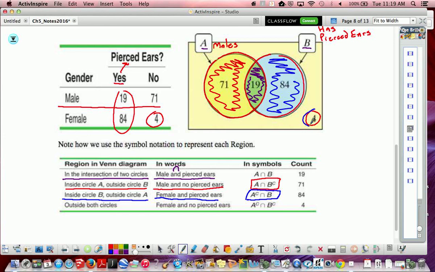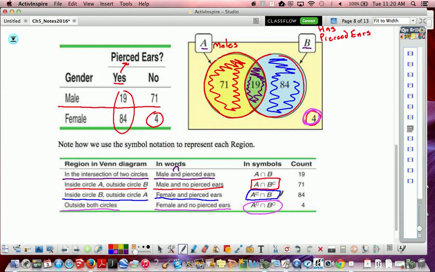And then as we saw with the last 4, whoops. Oh, no, I clicked on the color, but it didn't. Oh, okay, let's try this again. Okay, so this 4 right here are outside both circles, so that's not male, not pierced ears, so females, no pierced ears. So that's using the A complement, B complement. Notice how in each of these three, I was using the word and. So I'm using the intersection symbol.